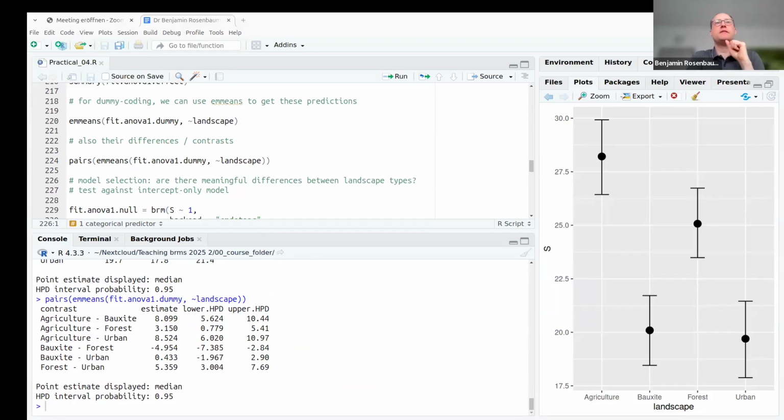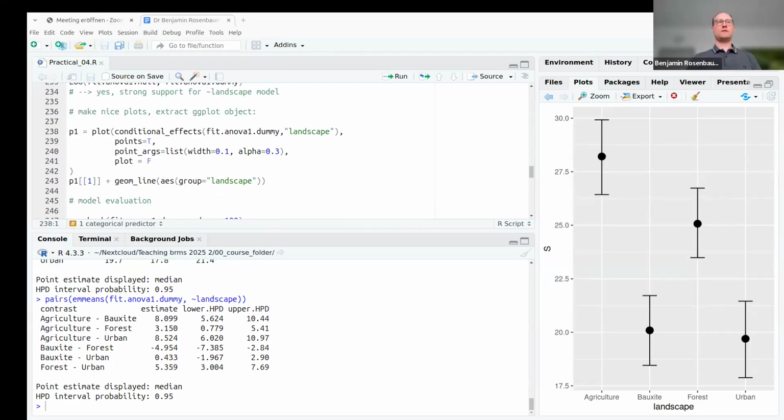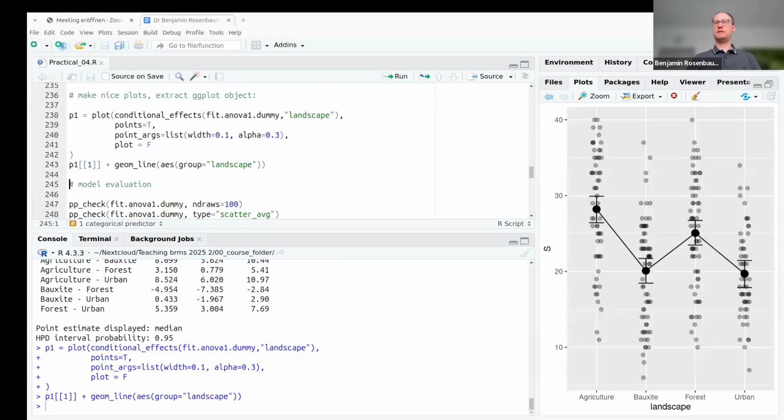So if you're interested in specific differences, you can extract them here with the EM_means package. And here I just showed you that if you want to make a fancy picture with it, you can use all your ggplot knowledge. So these conditional effects can be extracted, and then you can, for instance, put in the differences, how much the differences are, connected to these lines, and whatever you want to do in ggplot.